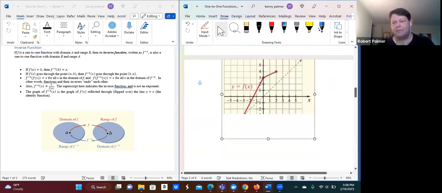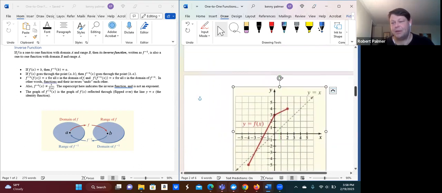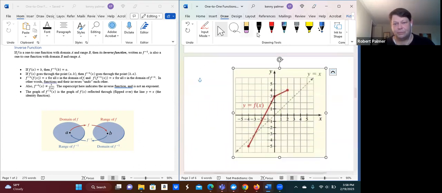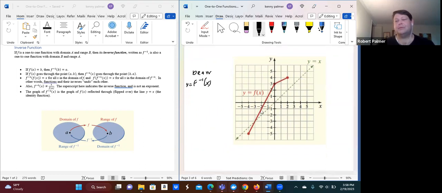So when we look at this graph, here's the graph of our function f of x. What we want to do then is draw y equals f inverse of x. So what we said is that this is our line y equals x right here. To get the inverse of it, you flip this graph over the line y equals x. And also our points will switch.